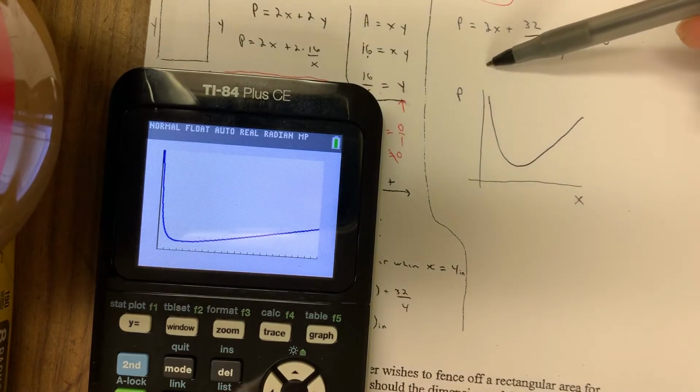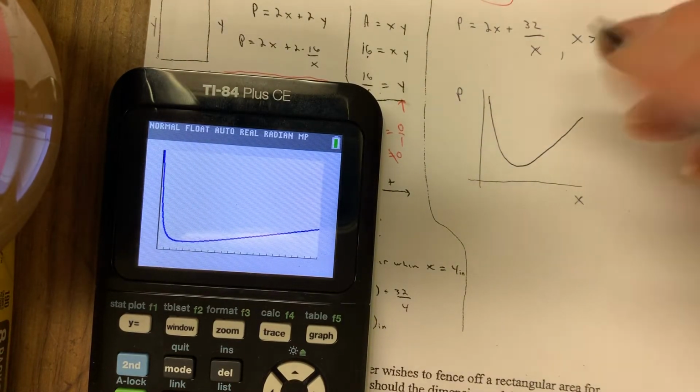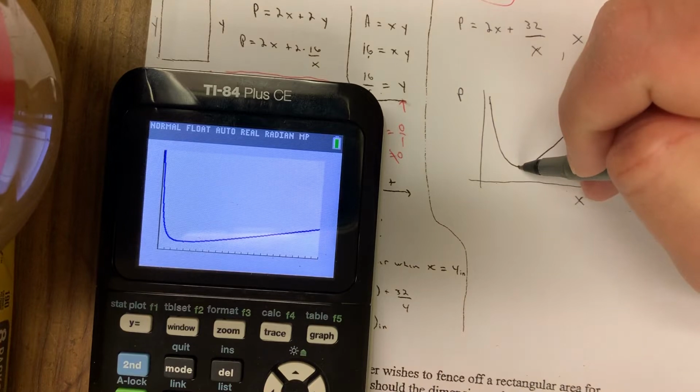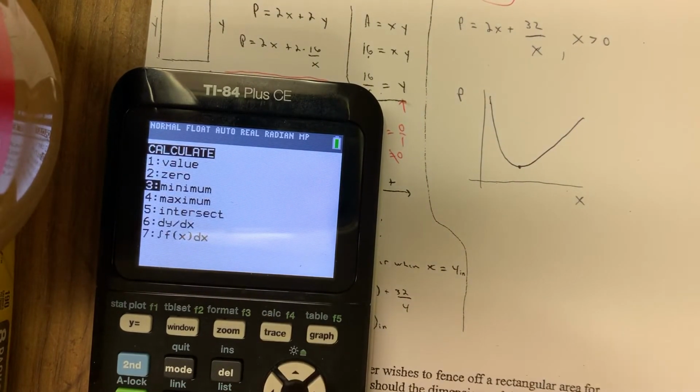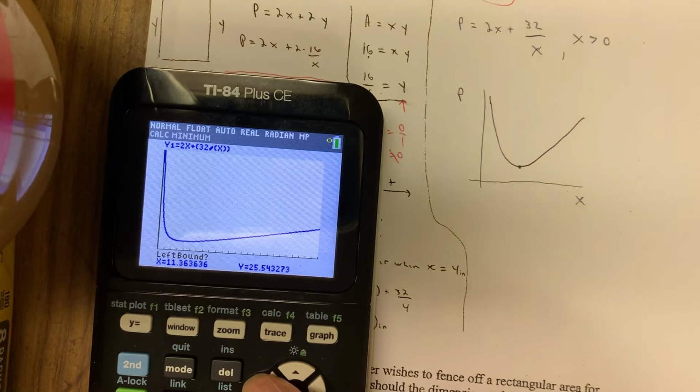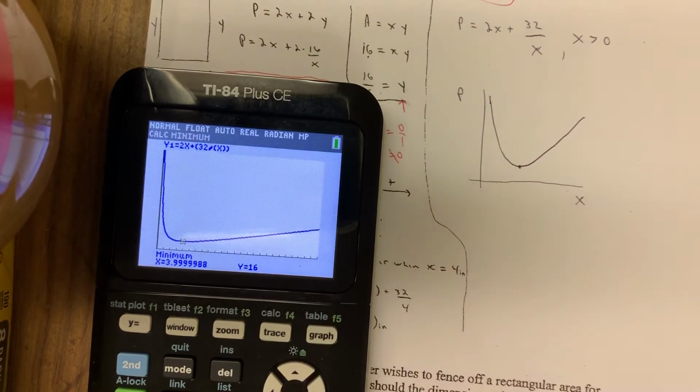Technically, there's a vertical asymptote here, right? It doesn't exist at x equals 0. But you just care about this point right here, the minimum point, and we're going to calculate that minimum. You know how to calculate a minimum on your calculator, okay? So a little bit to the left. A little bit to the right. Okay, and let's have it guess. And there's our minimum.